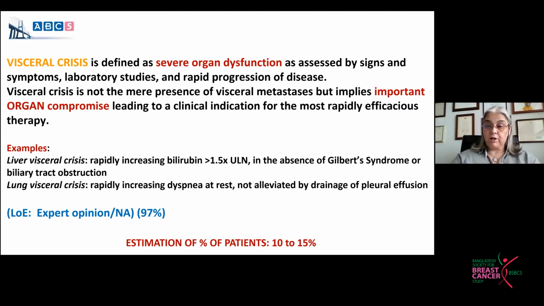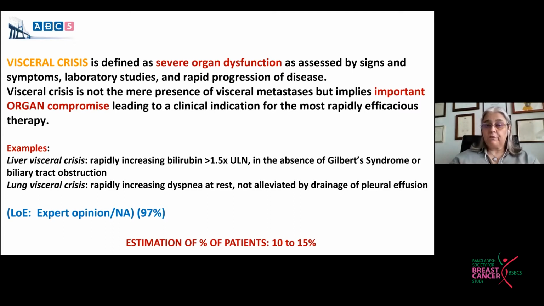If there is an obstruction, you take care of the obstruction first, and then you see what happens to the bilirubin. The same in the lung. So just because you have multiple lung metastases, that is not a visceral crisis. And if there is a pleural effusion, first you take care of the pleural effusion, you drain it, and only if there is dyspnea, so shortness of breath at rest, after you have drained the pleural effusion, that you consider a visceral crisis.